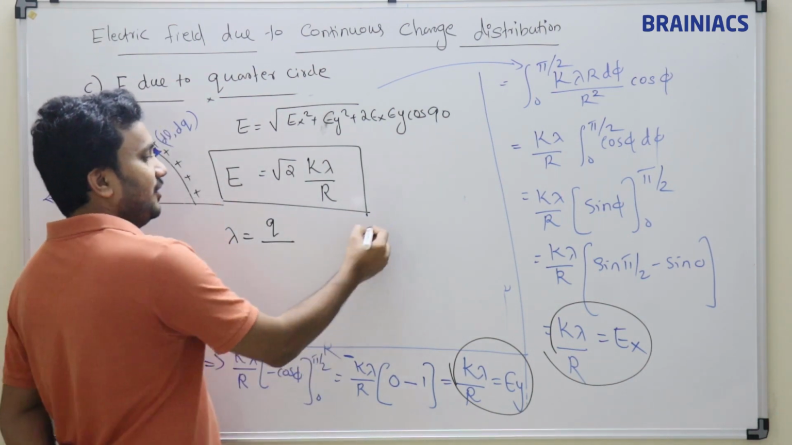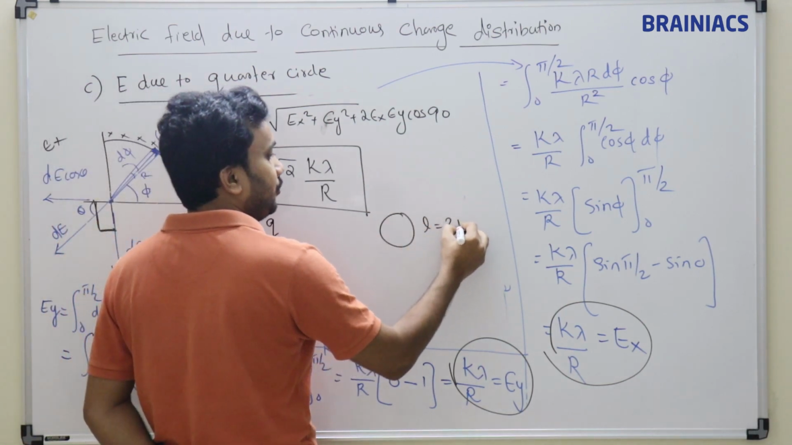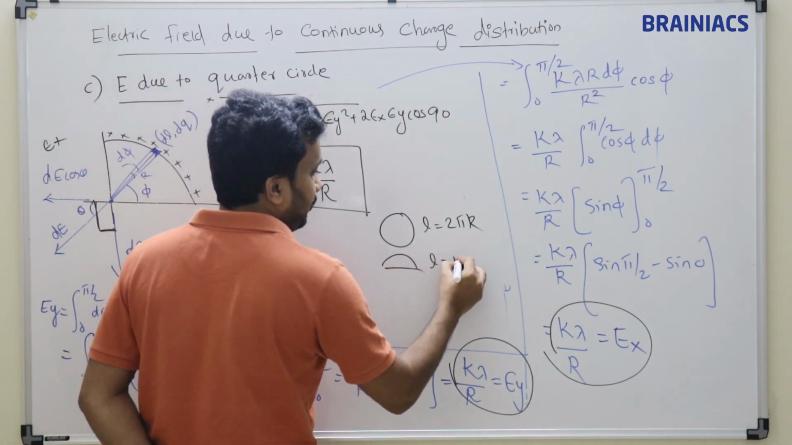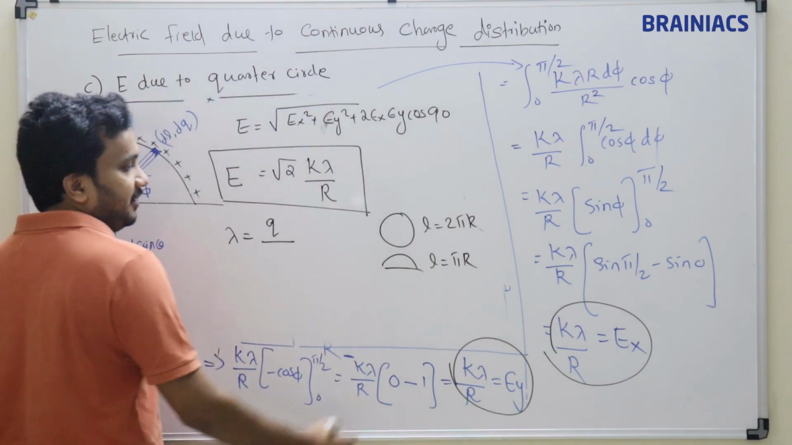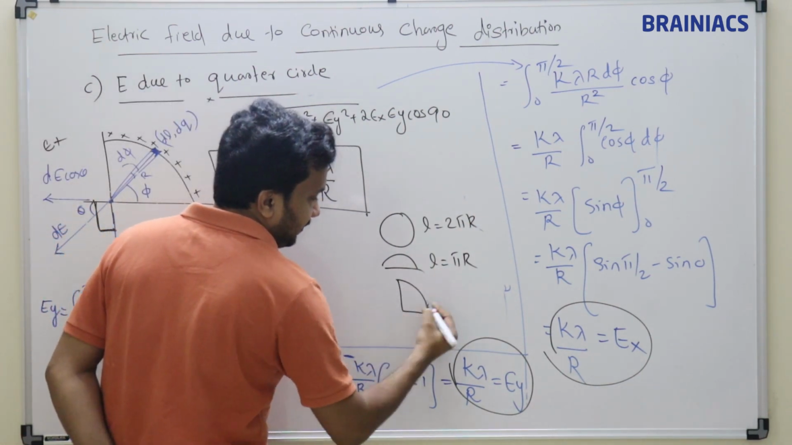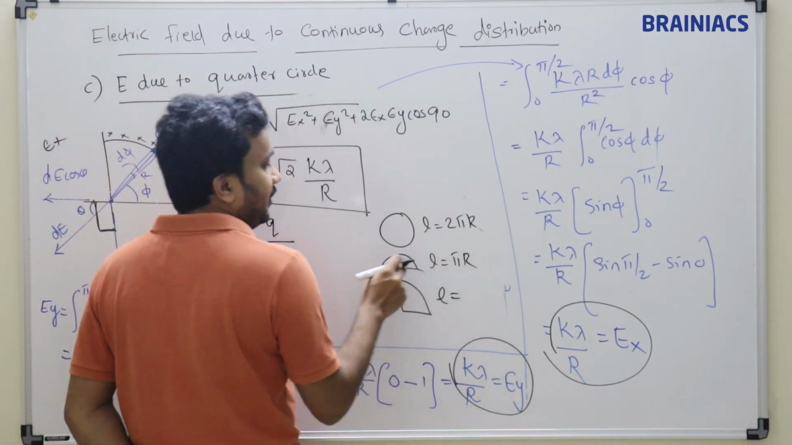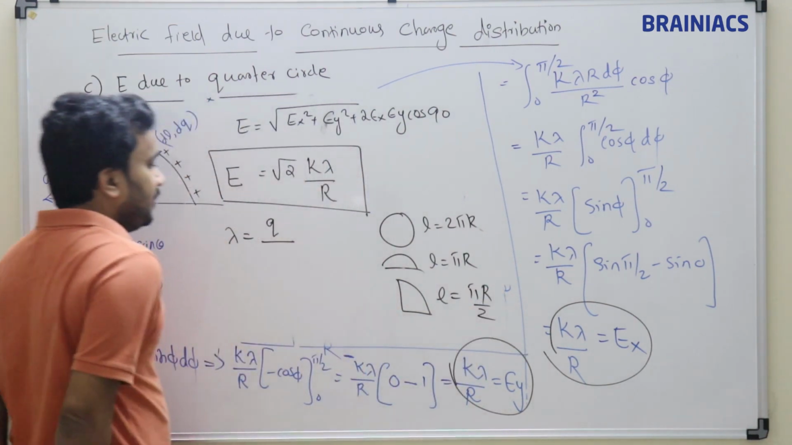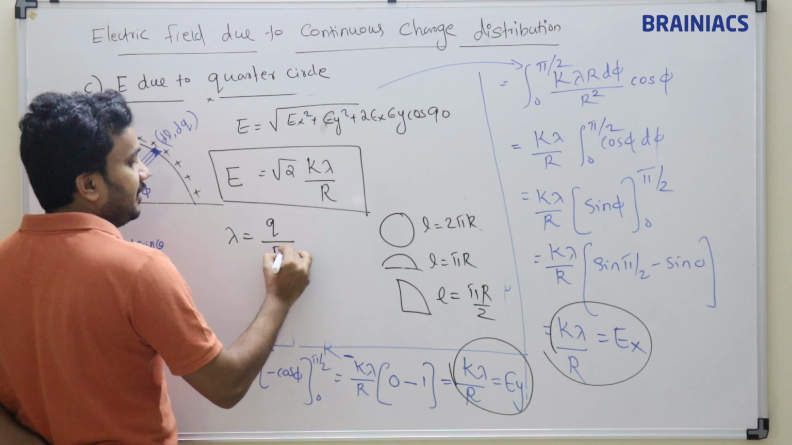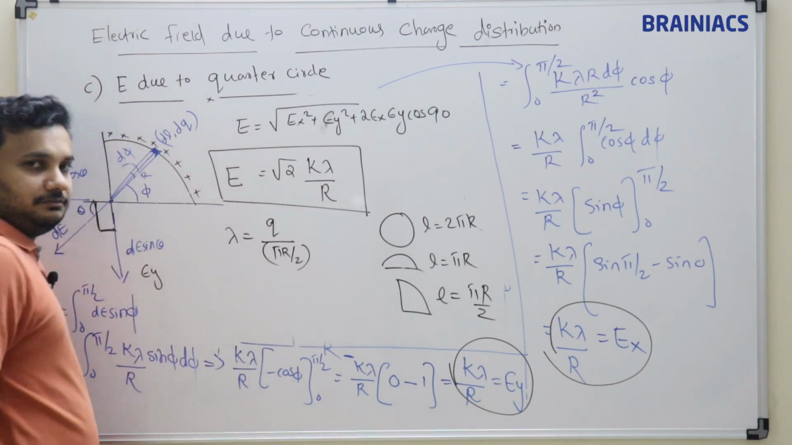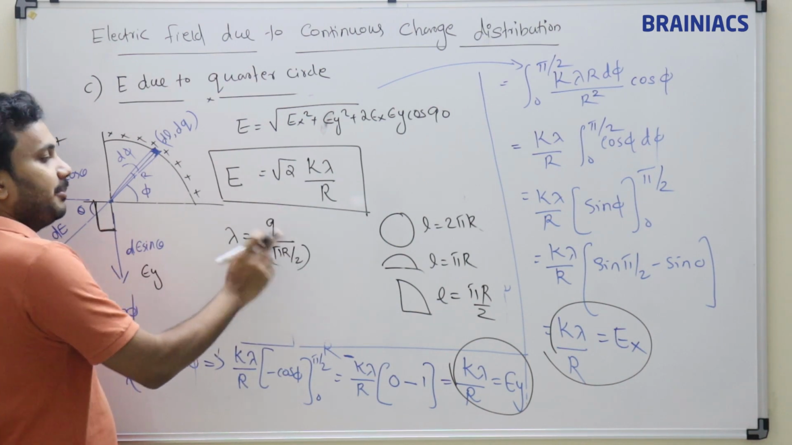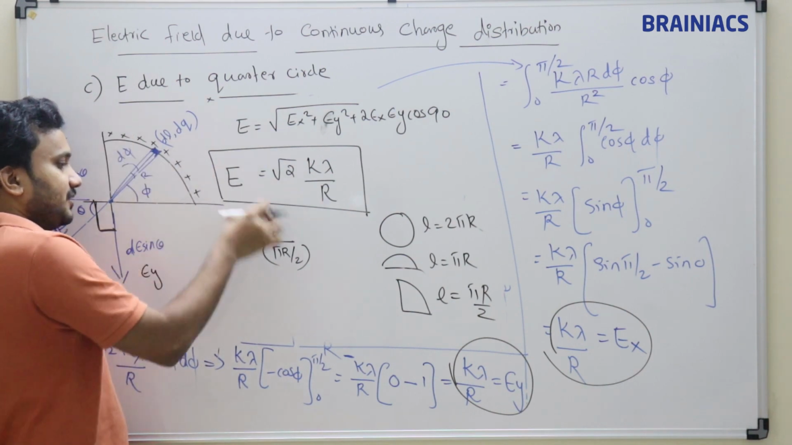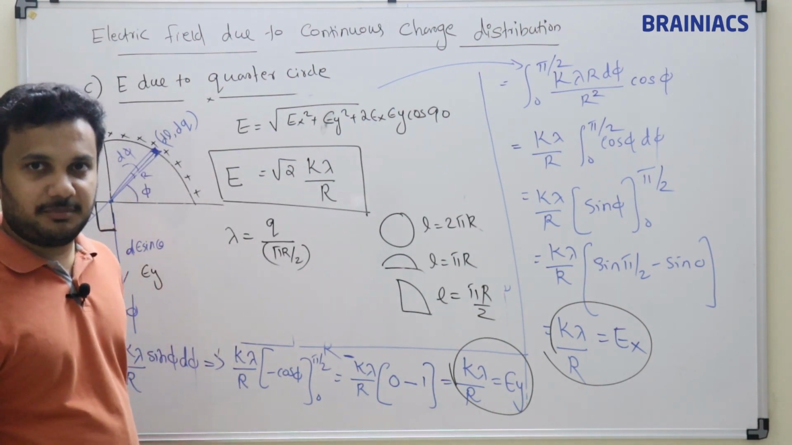For a full circle, the length will be equal to 2πr. For a half circle, the length will be half of this, so πr. For a quarter circle like this, the length will be half of the half circle, so again it is πr divided by 2. In case of a half circle, λ is q by πr. Last class we learned λ equal to q by πr. In case of a quarter circle, the length becomes πr divided by 2.